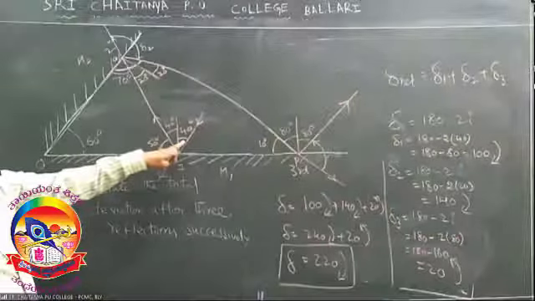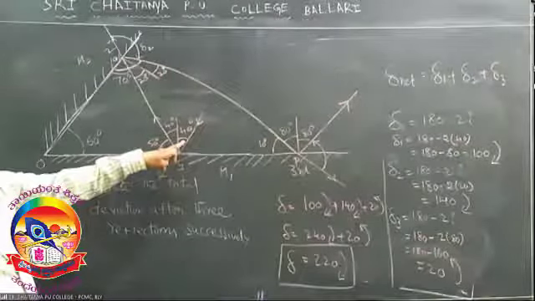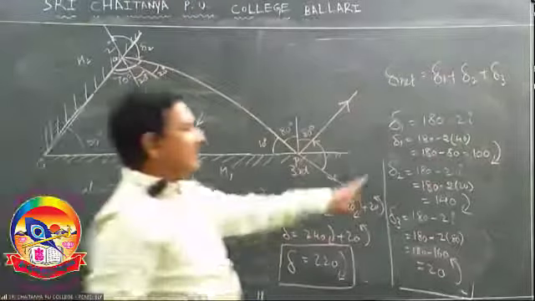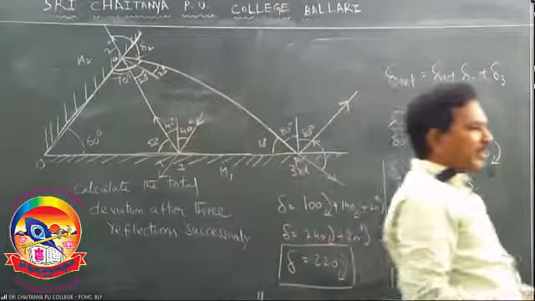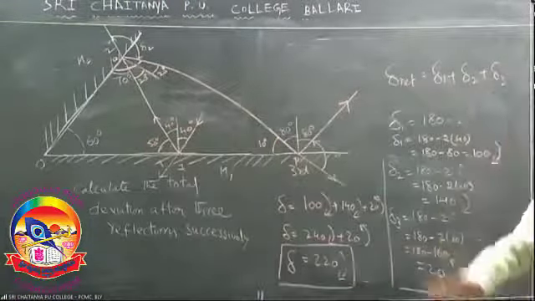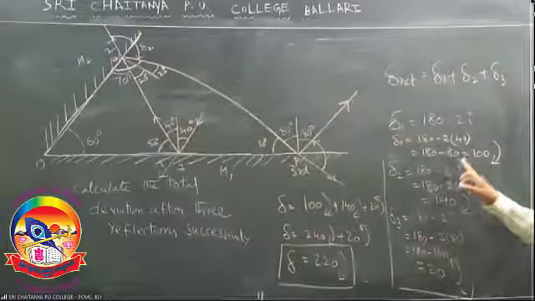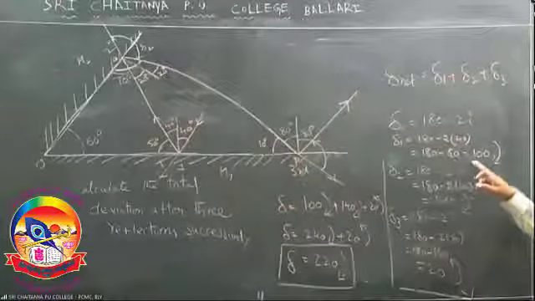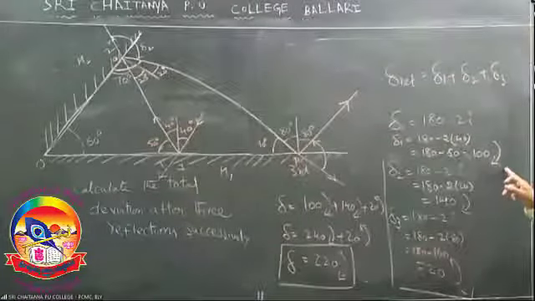Here, what is the angle of incidence? 40. Then what is the deviation? Delta 1 is 180 minus 2i, which is 180 minus 2 into 40. 2 into 40 is 80, and 180 minus 80 is equal to 100 clockwise.